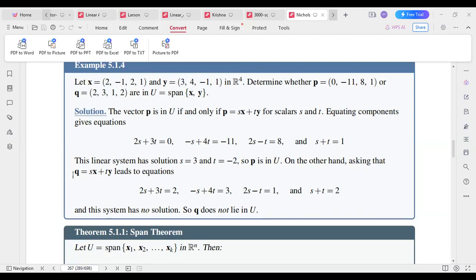On the other hand, for Q written as a linear combination of sx and ty, the system has no solution. So Q does not lie in U. That means the first four equations are solvable, and we get s equals 3 and t equals -2. But the other equations cannot be solved. This is why it has no solution. This means Q cannot be represented as a linear combination of s and t. So it does not lie wholly in U.